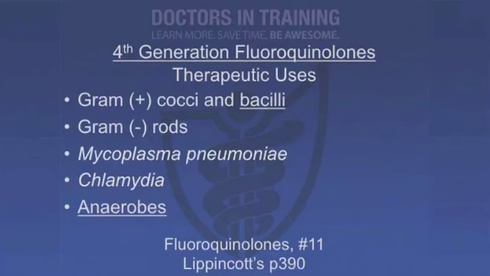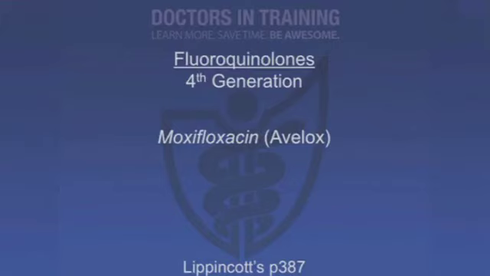Now the next generation, fourth generation. Again, this is going to cover gram-positive cocci. This is going to cover gram-positive bacilli. But it's still going to cover your gram-negative rods. It's still going to cover your Mycoplasma pneumoniae and your chlamydia. Now, another important difference is that it covers anaerobes. So anaerobic organisms are susceptible to the fourth generation fluoroquinolones. The example for this generation is moxifloxacin. And again, we'll talk about these in a little bit.